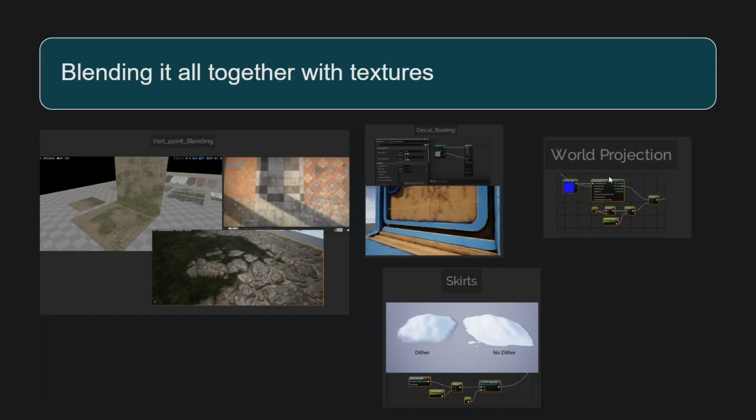The next one is world projection. So if you wanted to get snow or moss or anything world projected on your kit pieces, you could definitely go this route for more organic stuff, and it's probably the way to go. And then last but not least is skirt models and stuff like that.